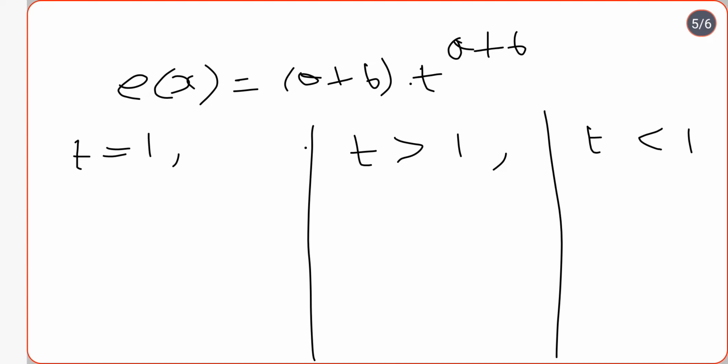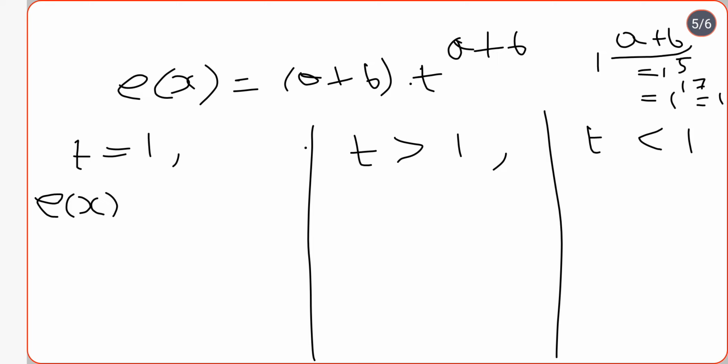So if t is equal to 1, then we will get e to the power x. So this will now become 1 to the power a plus b. Anything 1 to the power anything is basically 1. 1 to the power 5 is 1, 1 to the power 17 is 1. 1 to the power anything is 1. So 1 to the power a plus b will also be 1.